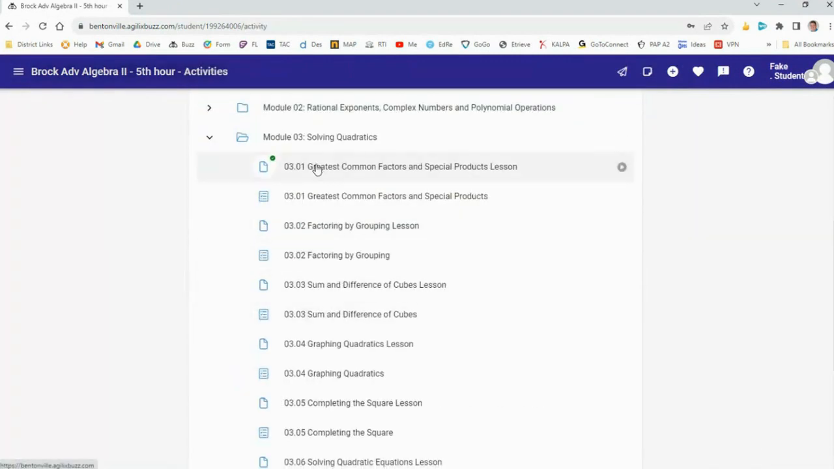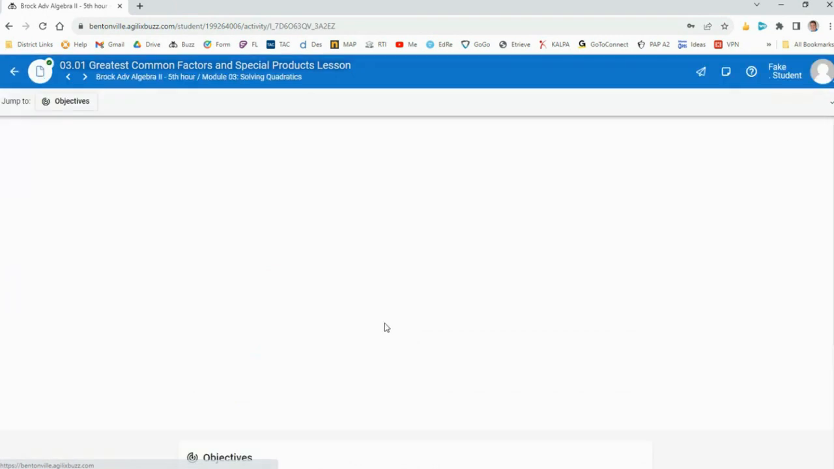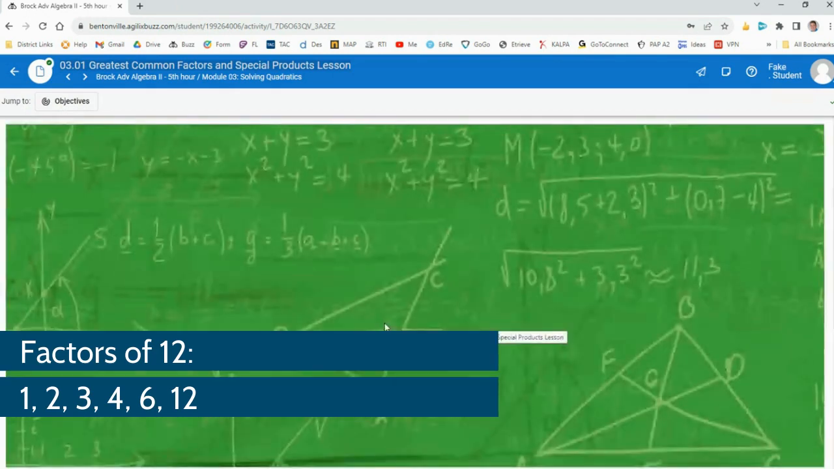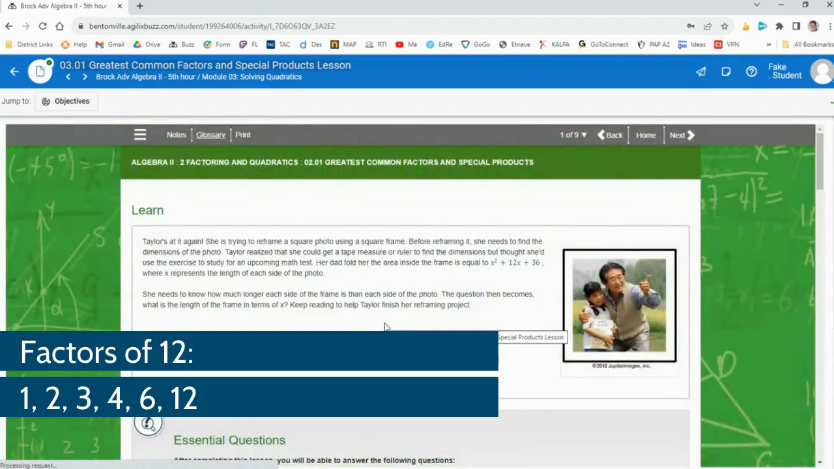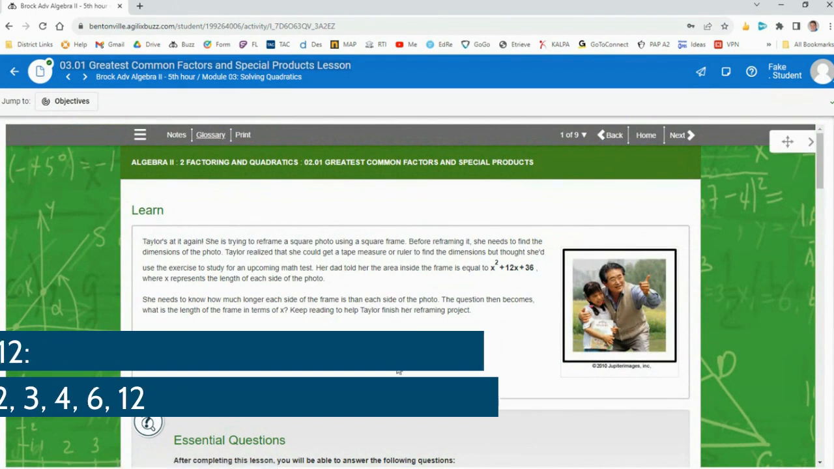We're in module 3. You can close that module 2 folder if you still have that open. Hopefully, you got everything turned in. But let's look at the greatest common factors. Now, we're used to greatest common factors. I mean, we know factoring. Like when you factor 12, you can factor a 3 out of 12 and get 4, or factor a 6 out of 12, and all kinds of things like that.